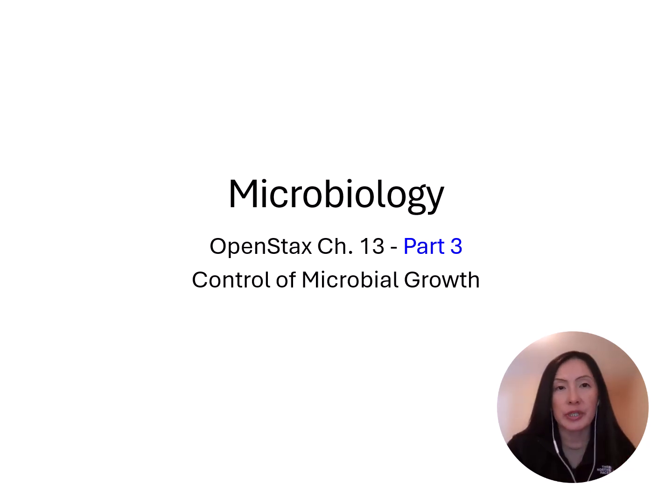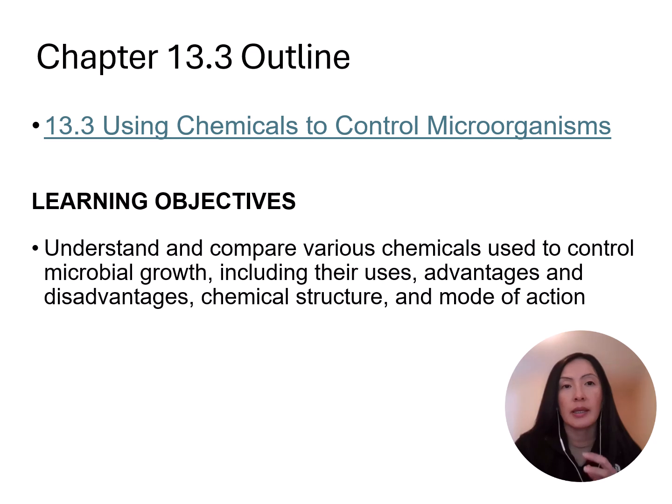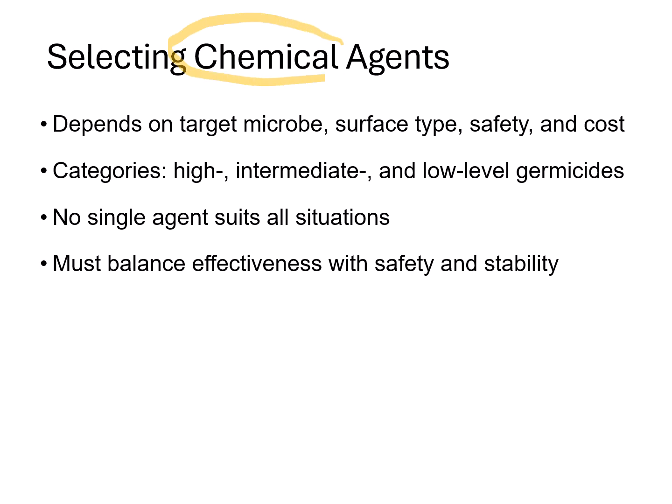Welcome to Chapter 13, Part 3, Using Chemicals to Control Microorganisms. In this lecture, we'll cover chemical disinfectants, antiseptics, and sterilants, focusing on how they work, when they're used, and what their strengths and limitations are. Chemical control is essential in healthcare, food preparation, and laboratory settings.